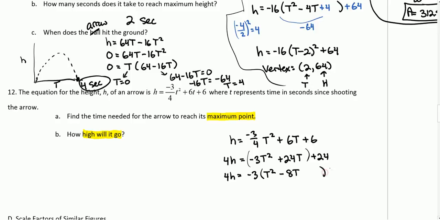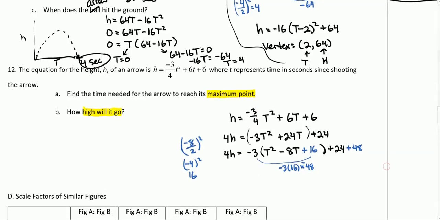Leave a little room to complete the square, keep the positive 24 at the end. Complete the square: we take the negative 8, cut it in half, and square it. Get 16, which really has a value of negative 3 times 16, which is negative 48. So we're going to add 48 at the end here. So now 4 times h is negative 3 times t minus 4 squared, plus, add 24 and 48 together to get 72.